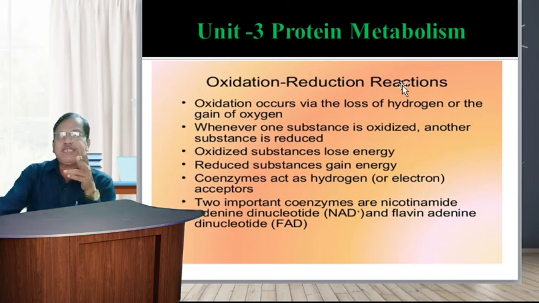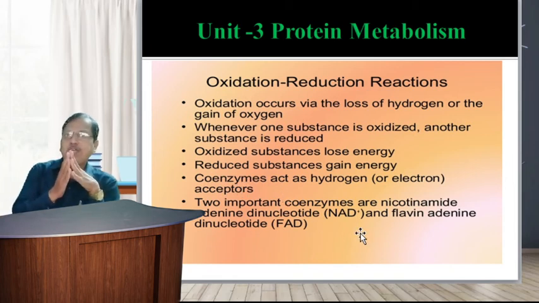Oxidation-reduction reactions occur via the loss of hydrogen or the gain of oxygen, where whenever one substance is oxidized, another substance is reduced. Oxidized substances lose energy, reduced substances gain energy. That is a process which is the same for anabolism and catabolism. Coenzymes act as hydrogen or electron acceptors.